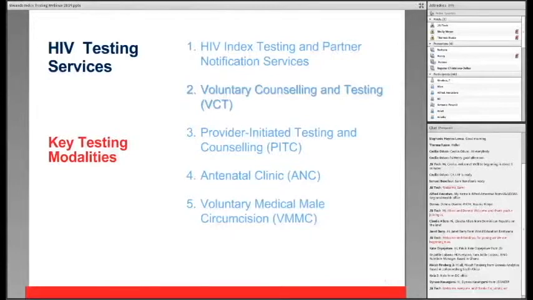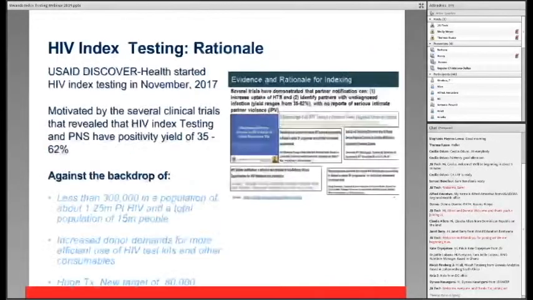And then, of course, voluntary medical male circumcision. The package in Zambia, like a lot of other African countries, is for VMMC to enshrine counseling and testing. In fact, the basic purpose is actually to prevent HIV. That's why the men and the boys are being circumcised. So before the circumcision is offered, as part of the package, counseling and testing is actually provided.